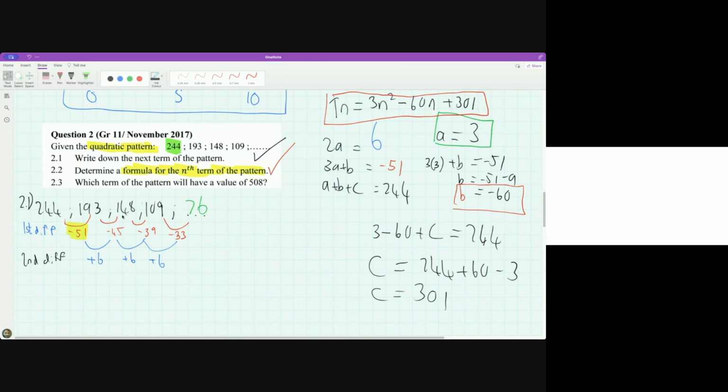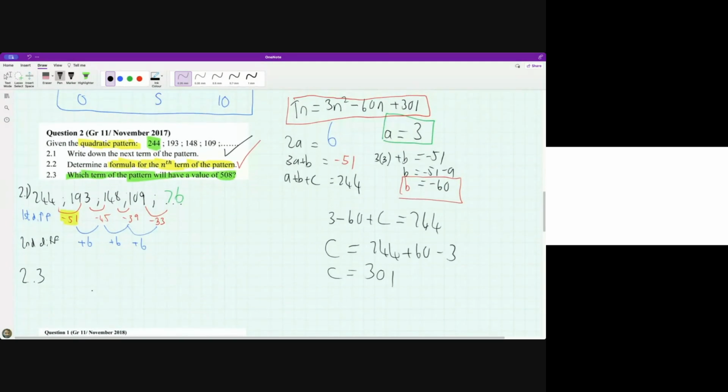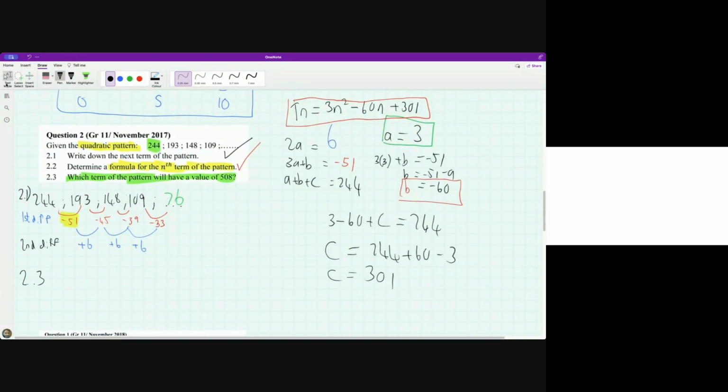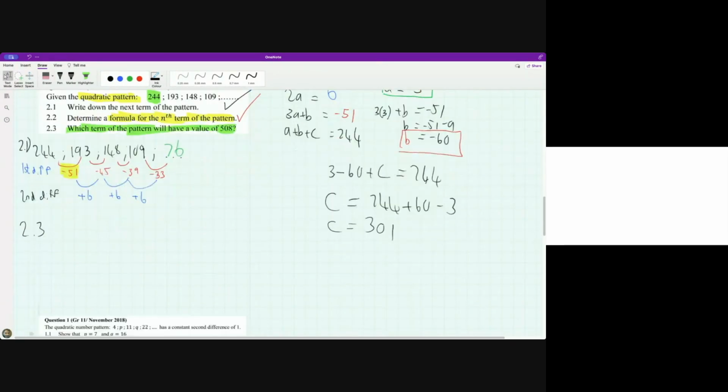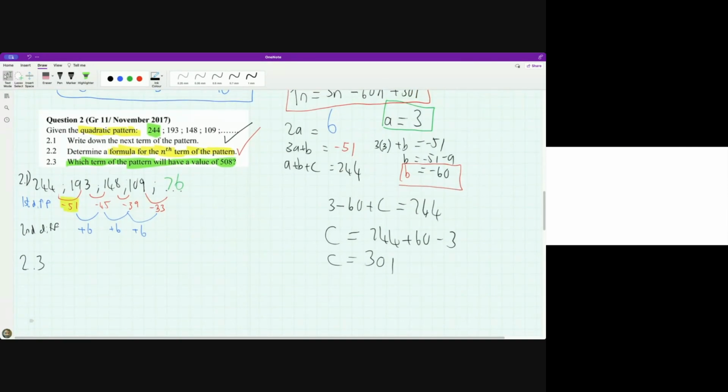All right. Now, I need a tip from everyone. The last one for this little exam question. Which term of the pattern will have a value of 508? Who can give me some guidance as to how I do this question? It feels different to the other ones. I want either an audio tip or a text tip. What do I need to do to figure out what term? There's some term which is 508 at some point, and it is in this pattern. 508, that seems a bit weird, eh?